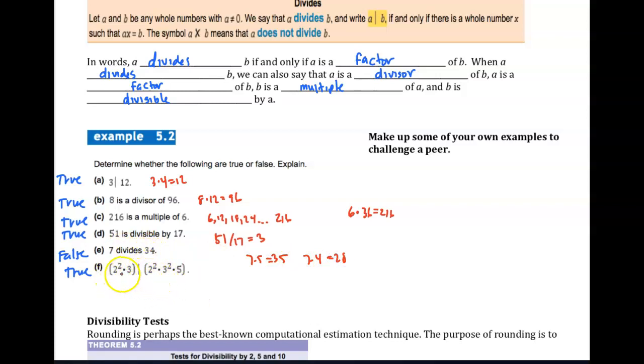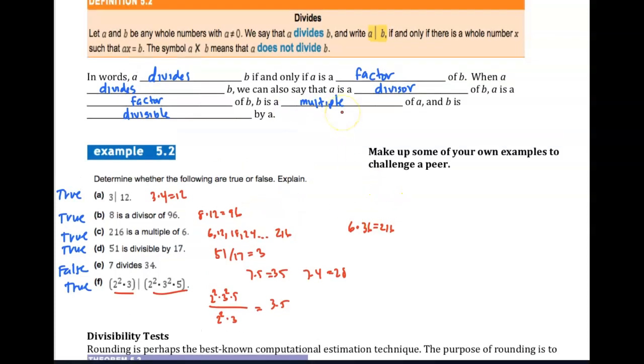And this last one's true. You can see it, this is a factor of this. You can see 2 squared is here, and 13 is here. If you wanted to look at it the way we've learned before, you can see that these would cancel. So you could see this divides this because those squares would cancel and you just end up with 3 times 5. So it's divisible. And so that's what we're looking at: the terms divisible, divides, factor, multiples, and how they're related.